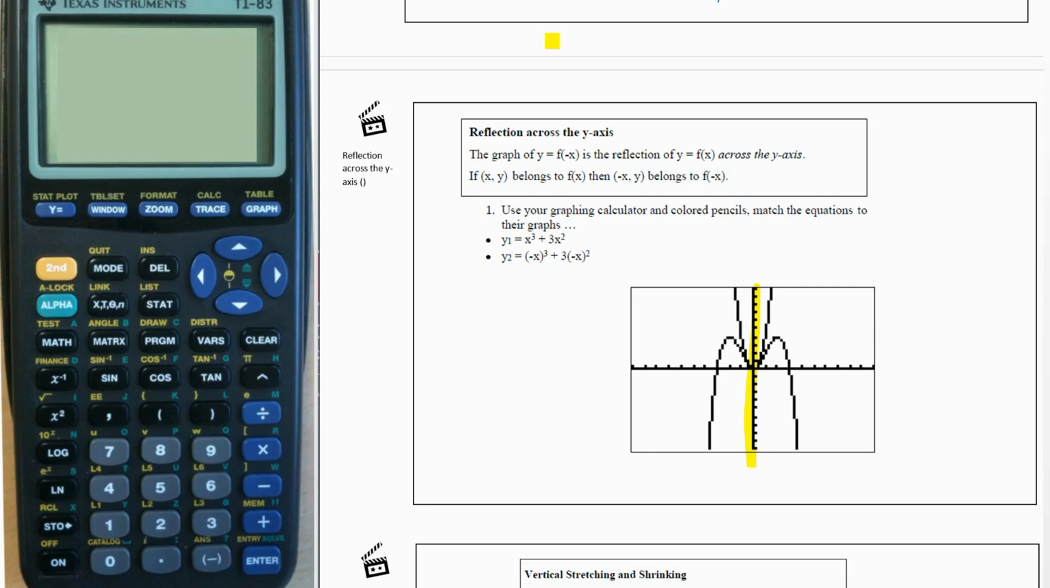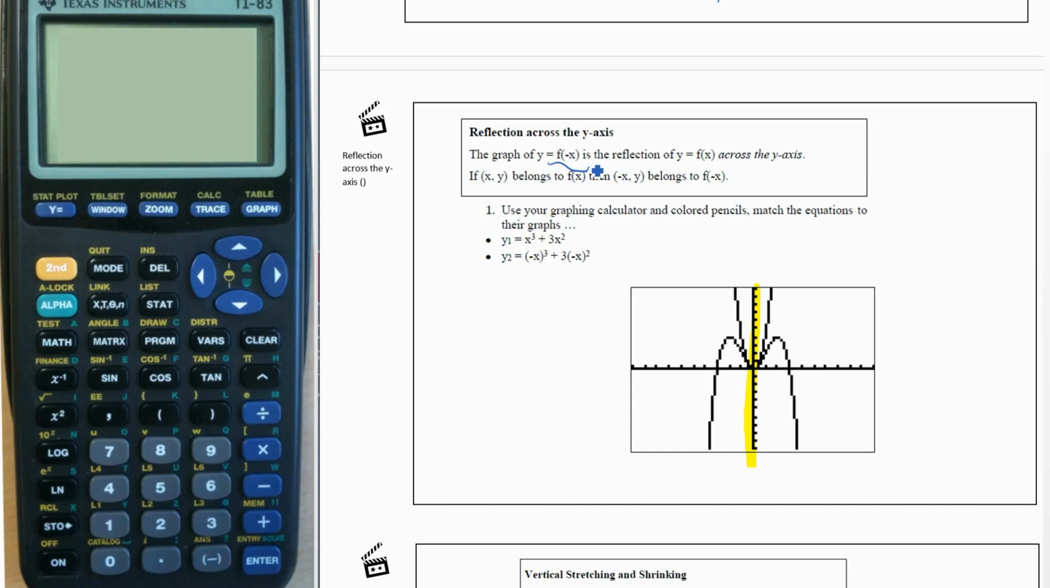We're flipping it horizontally. It's going to be inside. So what our rule says is the graph of f of -x, so when you plug in -x wherever there's x, is the reflection of y equals f of x across the y-axis. Okay. So if (x, y) belongs to f of x, then (-x, y) belongs to f of -x.